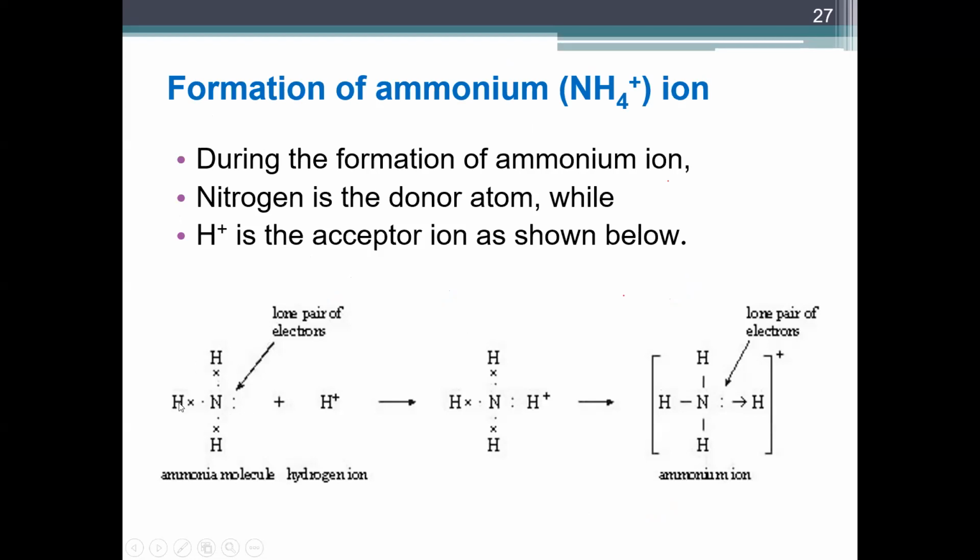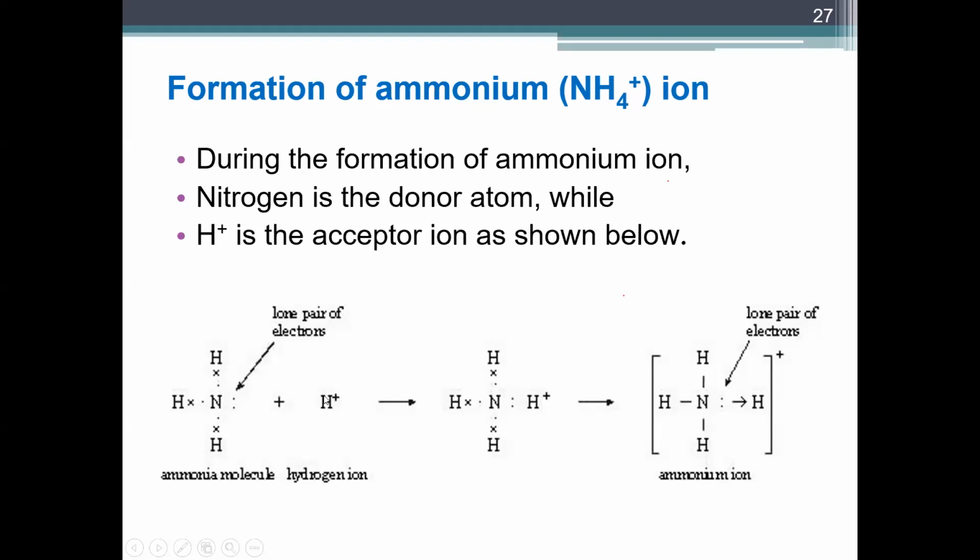Remember that ammonia has a lone pair of electrons. The other electron pairs are already shared with hydrogen. So this lone pair of electrons, when it reacts with a hydrogen ion, how many electrons does this hydrogen ion, this proton, have? Type it in the chat box. Zero. Good.